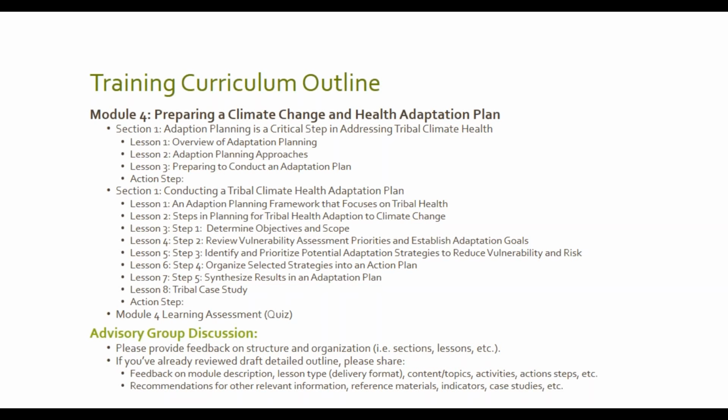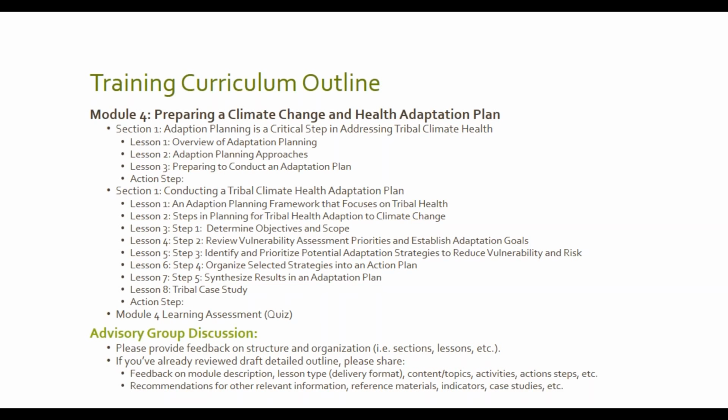I think on the last slide, I just had those turned around. And so that's sort of the prep for actually conducting a tribal climate health adaptation plan, which is the next section. Lesson 1, again, the same structure, is providing a proposed framework that focuses on tribal climate health. So that's going to be, again, an outline or a template for what the end result report could actually look like. And lessons 2 through 7 are really just the steps in the planning process to arrive at that tribal climate health adaptation plan.